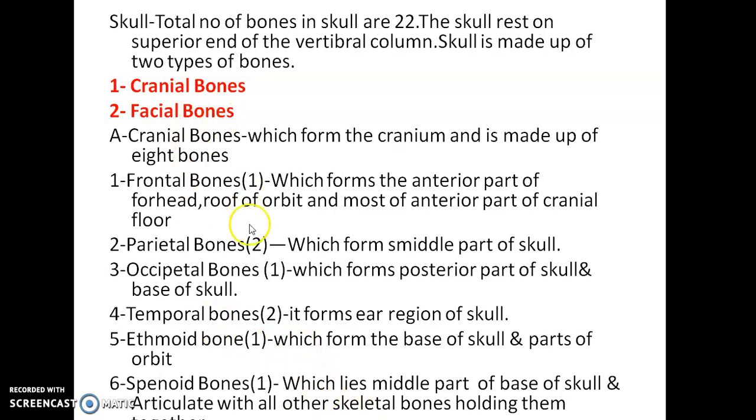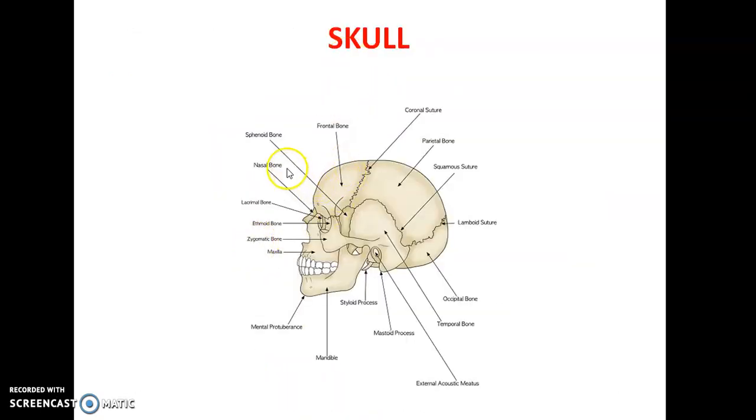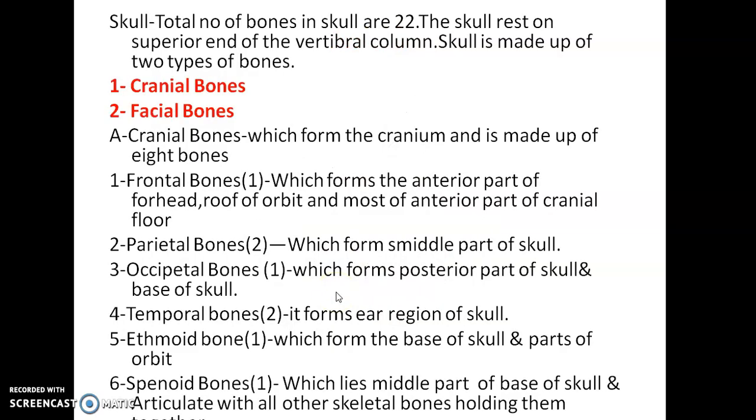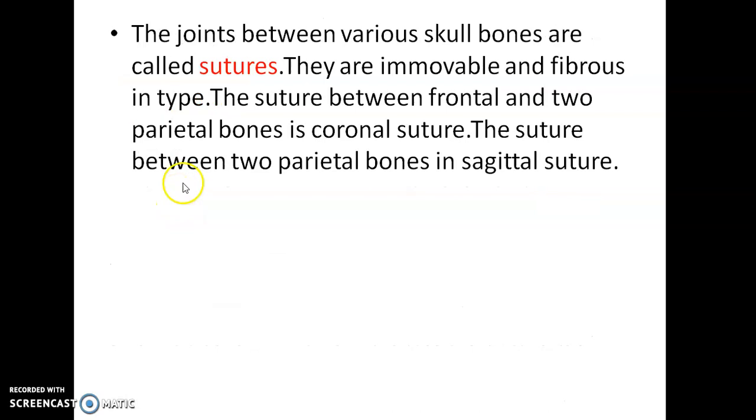This is all about our cranial bones, which is the part of our skull: the frontal, parietal, occipital, temporal, sphenoid. This is the skull. Next one is facial bones. The joints between the various skull bones are called sutures. They are immovable and fibrous in type.